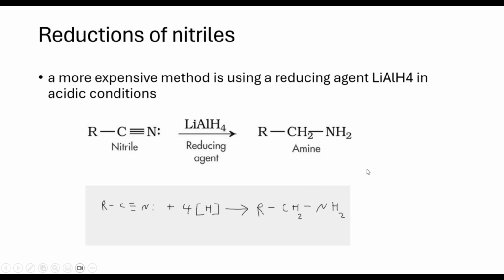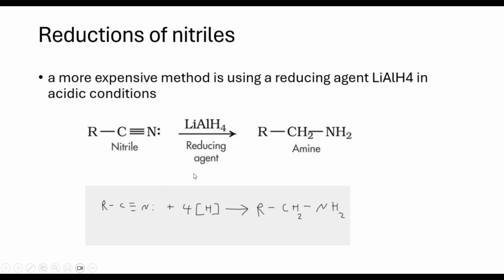Alright, cool. Reductions of nitriles. A more expensive method is using a reducing agent like LiAlH4 in acidic conditions. So you need to memorize that. That's in acidic conditions, and then that's the formula for it. You need to memorize this equation here. They can ask for it inside the exam.